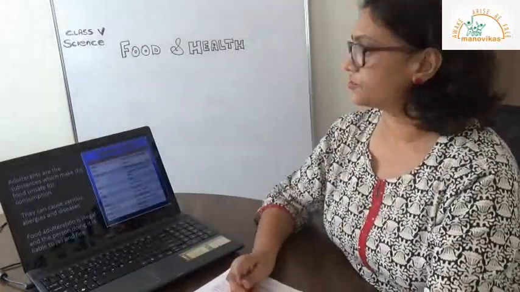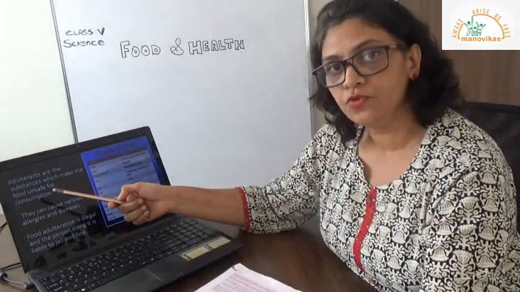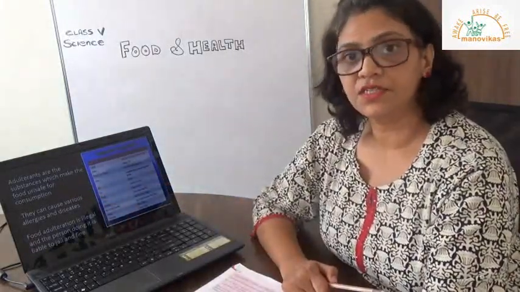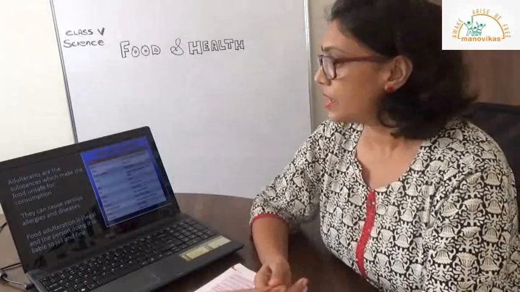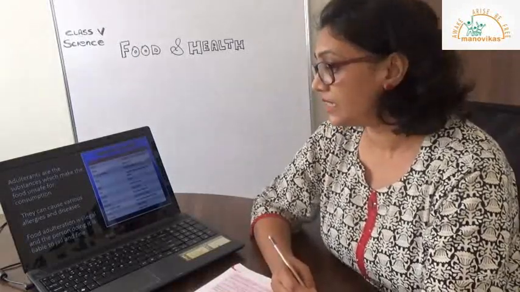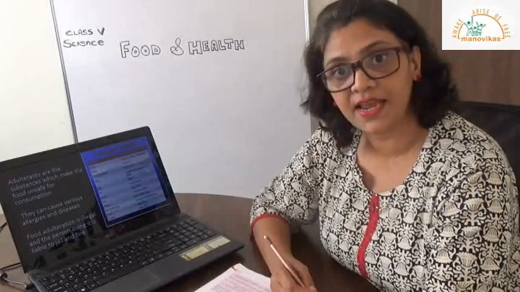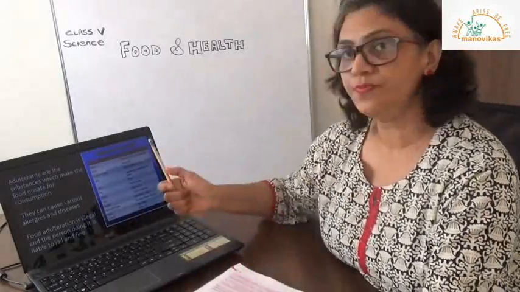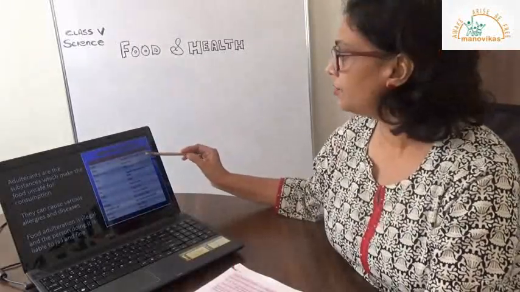So what are adulterants? Adulterants are the substances which make the food unsafe for consumption. These adulterants can also cause a lot of allergies and diseases. They can even cause cancer. Now, food adulteration is illegal and the person doing it can be sent to jail or fined. Now, in this picture, I have a list of adulterants that are used.